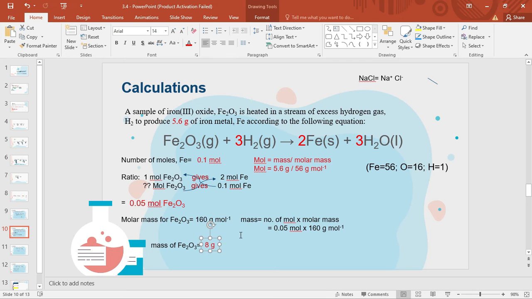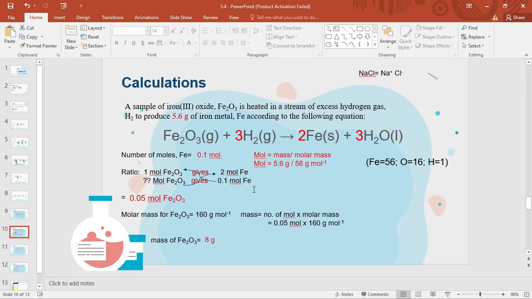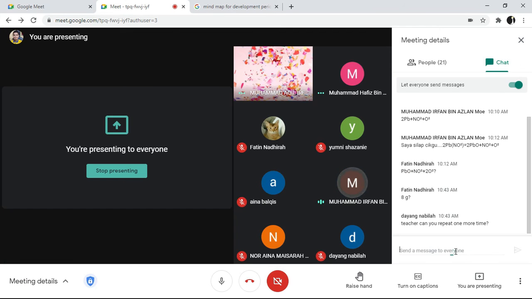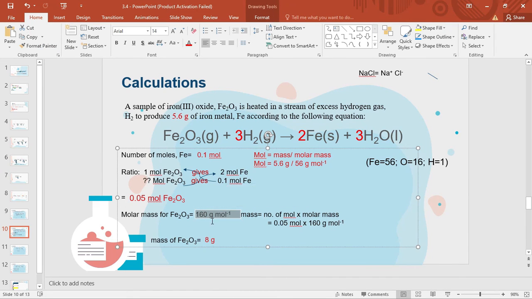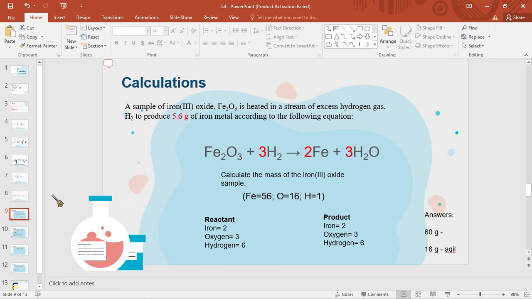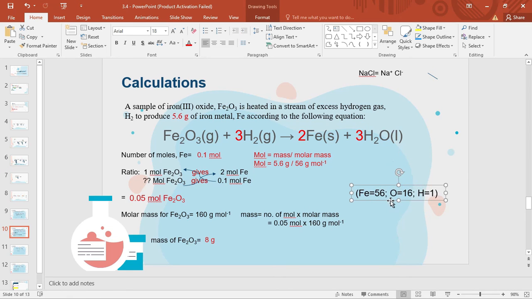Okay, nice. Now the last question. Until here everyone can understand? Cikgu, 160 tu dekat mana? Okay, teacher explain a bit. Because kita kena cari berat untuk iron trioxide. Untuk cari berat iron trioxide, kita kena tahu dia punya RAM dan RFM. Okay, macam mana cikgu dapat 160 tu?